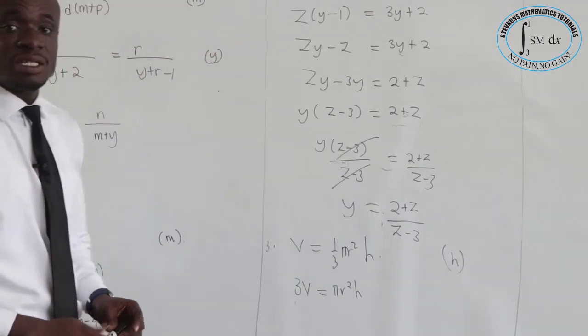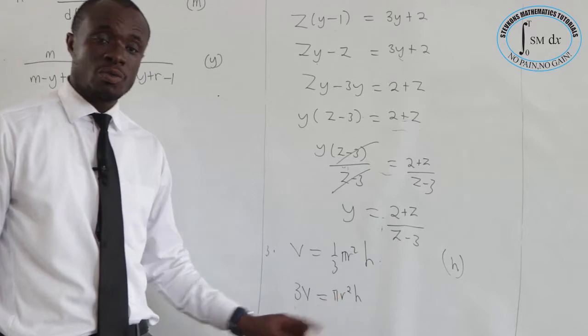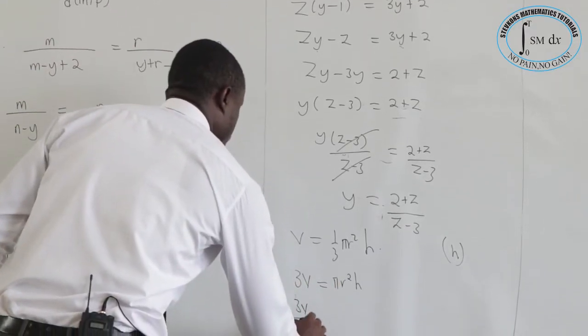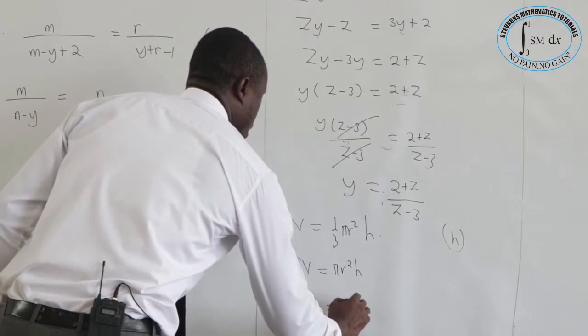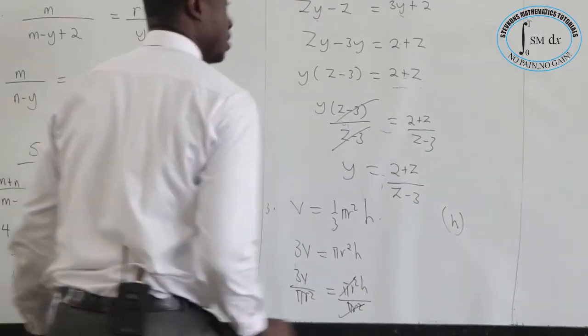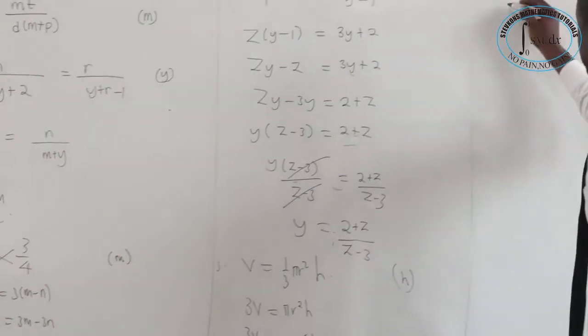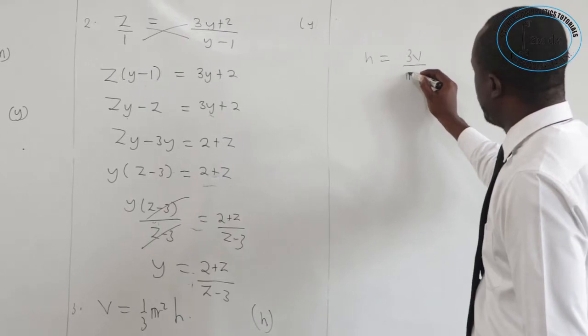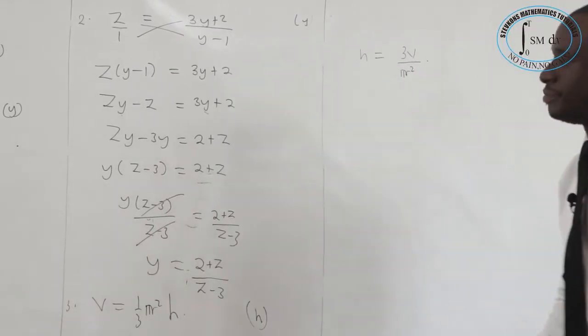We want to make h the subject. What is multiplying the h? πr². So over here, 3V over πr², and πr²h all over πr². This is cancelling on that. So we have our h to be equal to 3V all over πr².